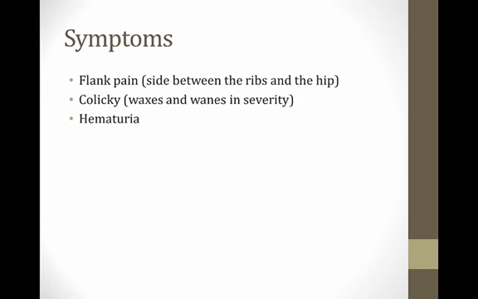There are some common symptoms to all types of kidney stones that you should be aware of, and the first one is flank pain. So that's pain that's located on the side between the ribs and the hip, and that's where the pain is often located in patients who have kidney stones. Patients with kidney stones describe the pain as colicky. So what do I mean by that? That's pain that waxes and wanes in severity. And patients with kidney stones will describe waves of pain that sort of come and go.